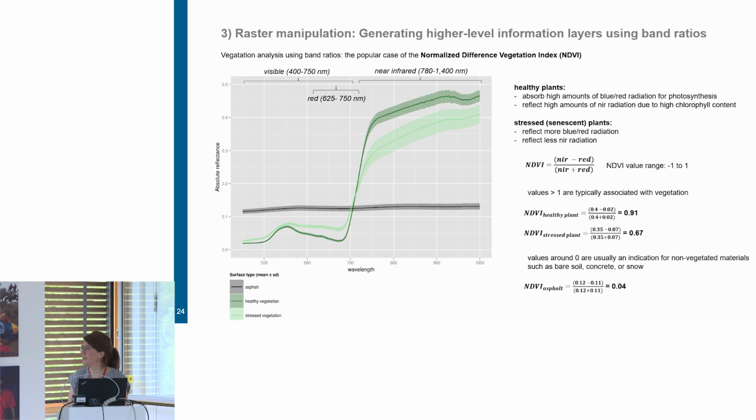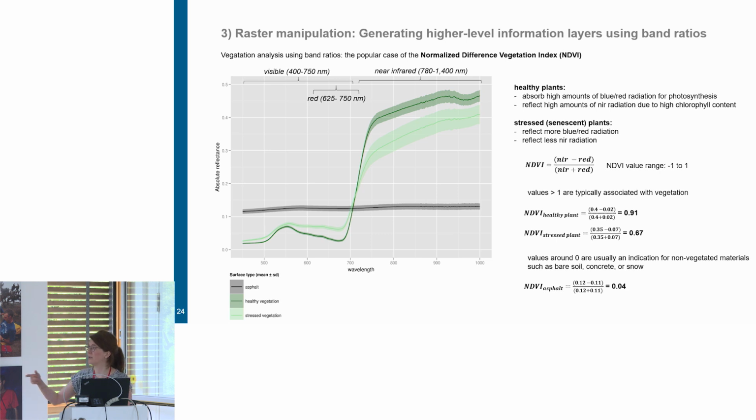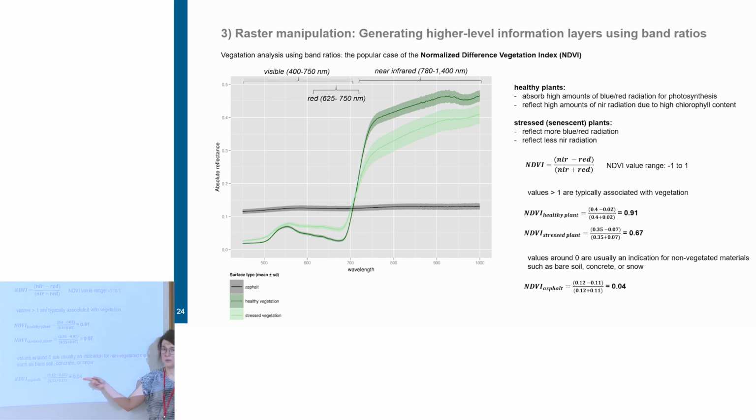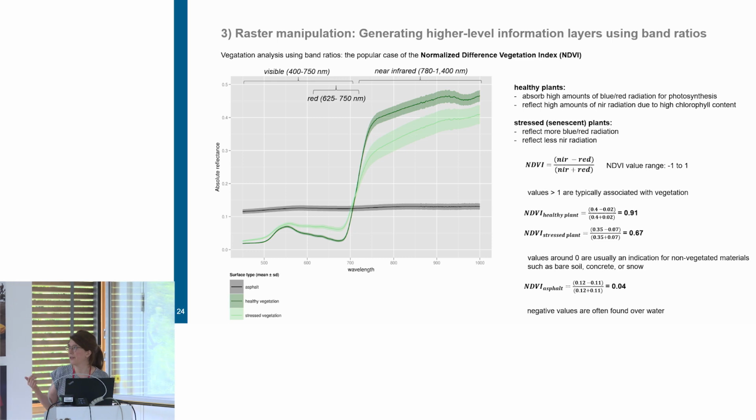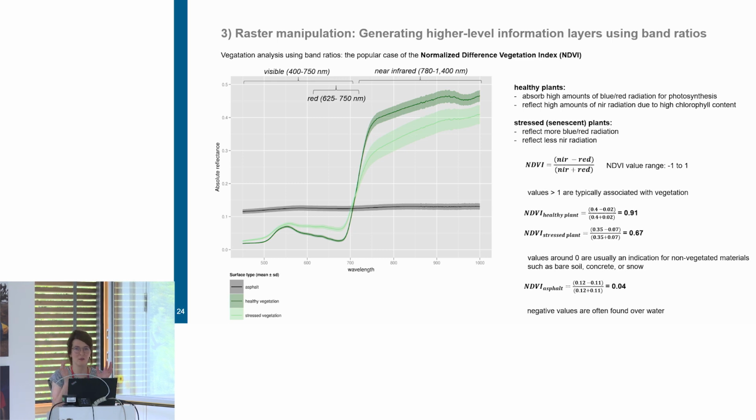And values around 0 are usually an indication for non-vegetative materials, such as bare soils, concrete, or snow. And as you can see here, I calculated the NEVI for the asphalt, and you get a really low value that's close to 0. And the last part, I don't have an example here in that plot, but you would get negative NEVI values, not super negative, but a bit negative, when you calculate NEVI over water.